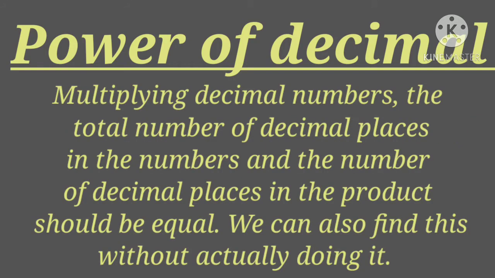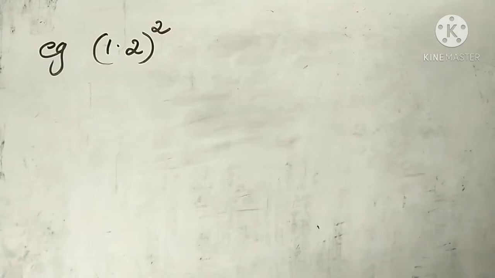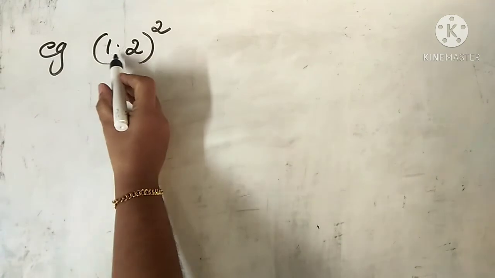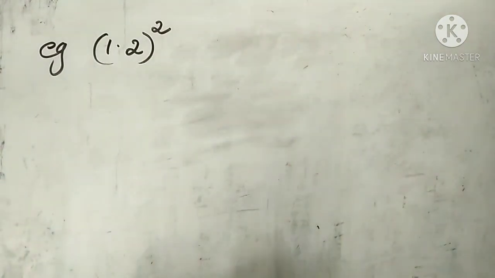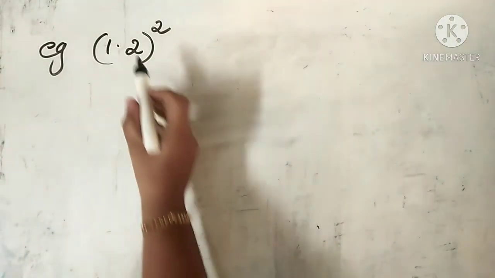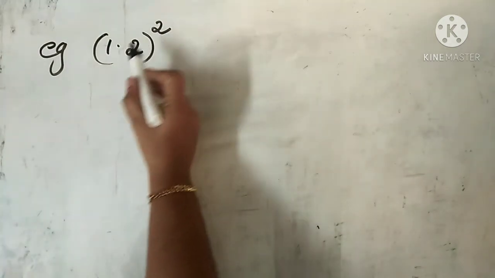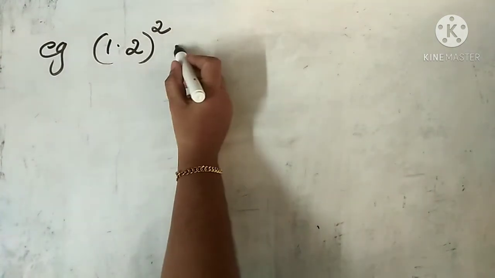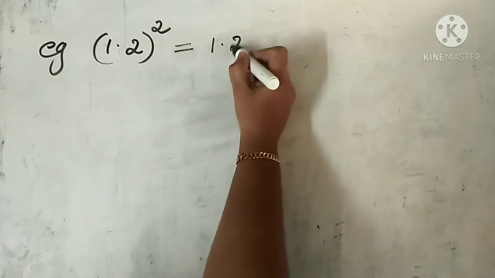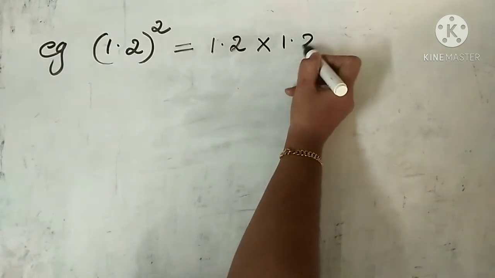Next topic is power of decimal. Multiplying decimal numbers. The total number of decimal places in the numbers and the number of decimal places in the product should be equal. We can also find this without actually doing it. Example 1.2 whole raised to 2. Here it is a decimal number. While doing with a decimal number, you have to be careful with the decimal point. Here 2 times you have to multiply 1.2. So you can write this as 1.2 into 1.2.